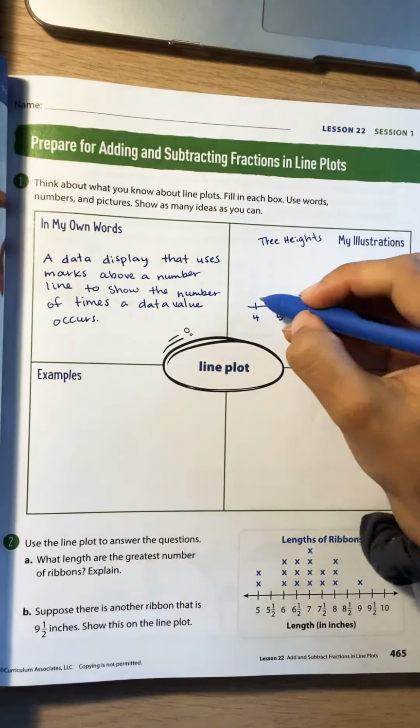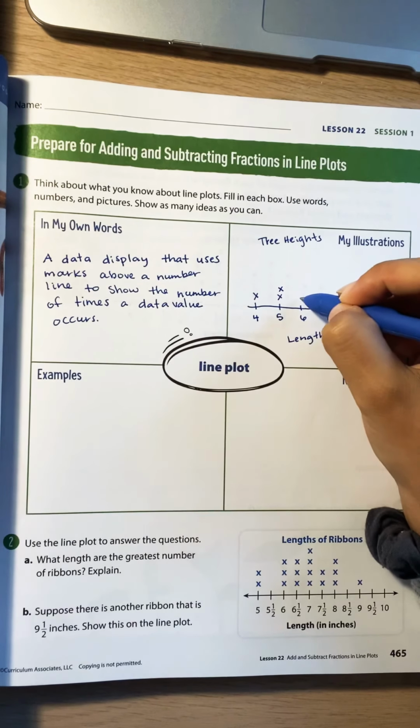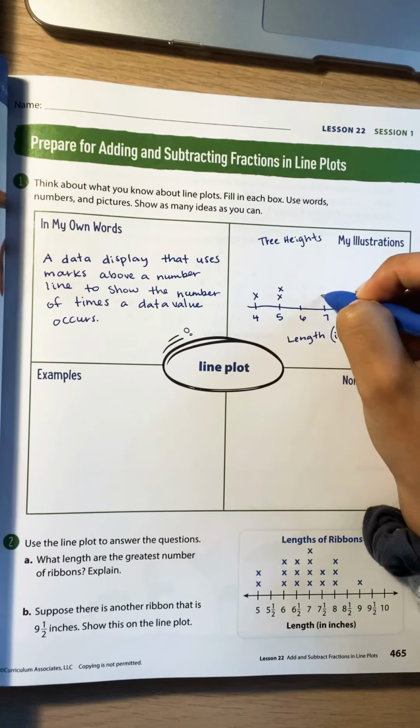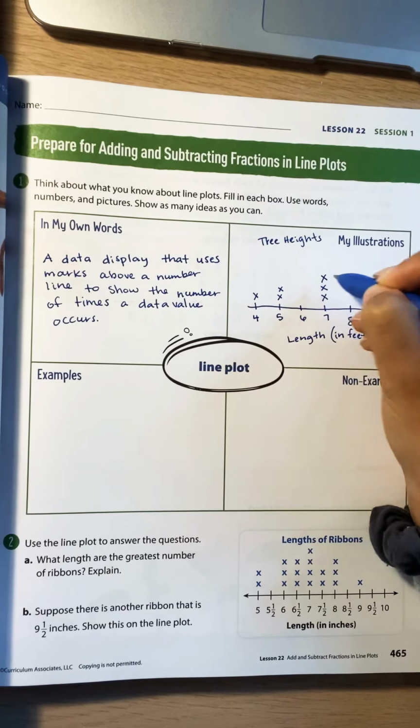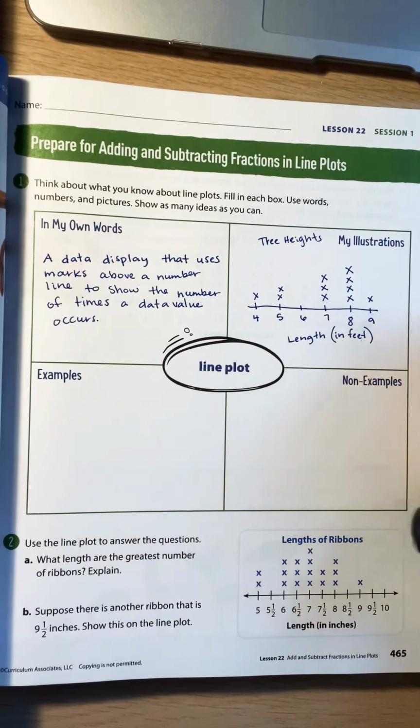Okay, let's say I have 1 at 4 feet, 2 at 5 feet, none at 6 feet, 3 seven-foot-tall trees, 2, 3, 4, and 1. Okay, so I'm just making up data. I don't actually know the heights of my trees. But whatever you want to do there, you can copy my example if you'd like. You can make up your own.